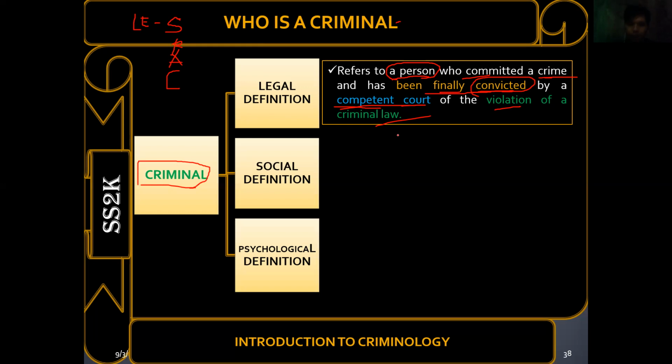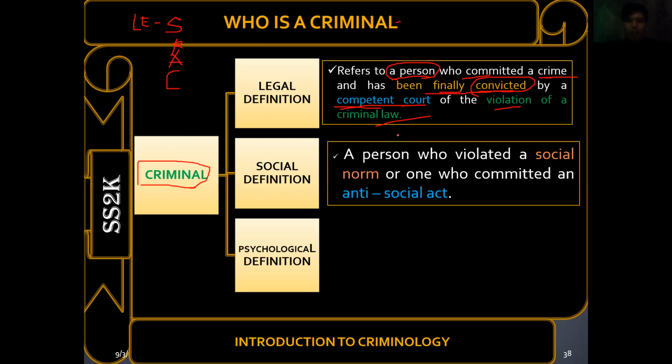So ano naman ang social definition ng criminal? Social or sociological definition: criminal refers to a person who violated social norms or one who committed an antisocial act. So if a person violated the norms and standards of society, o yung kanyang ginawa ay taliwas doon sa nakaugalian ng ating society, then that person can be considered a criminal based on the social definition. So if a certain person has committed an antisocial act, then that person can be considered a criminal based on the perception of society.